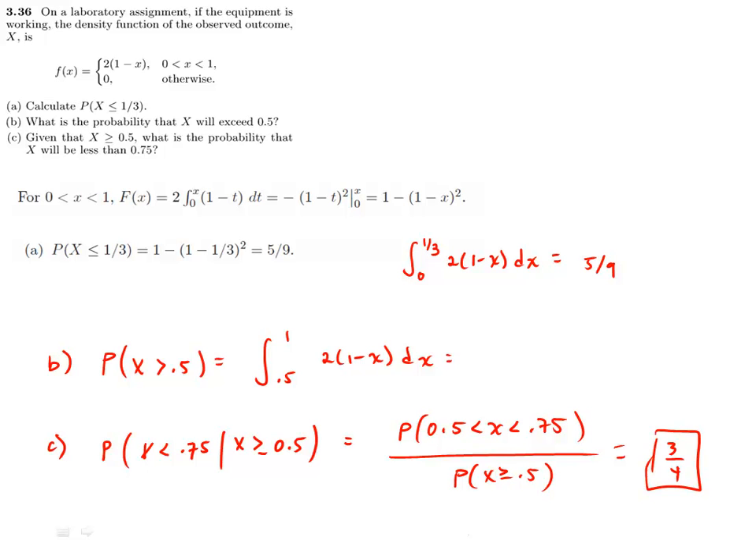Go back, review the problems that we have discussed in class. Go back and review the homework. And that should give you a good preparation for the exam.